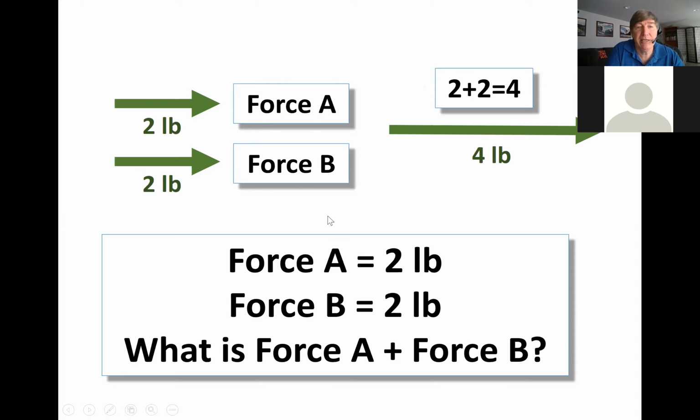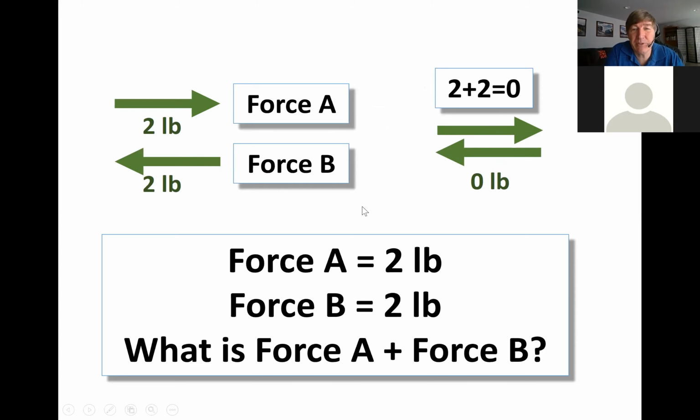If Alice and Bob are both pushing in the same direction, then yeah, the answer will be 4. The total amount of force on the rock will be 4. But what if Alice and Bob are pushing in opposite directions? Here's the rock. Alice is pushing this way with 2 pounds of force. But Bob is pushing the opposite direction. You see they're going to cancel each other out. So the total amount of force on that rock could be 0. So 2 plus 2 could in fact equal 0.